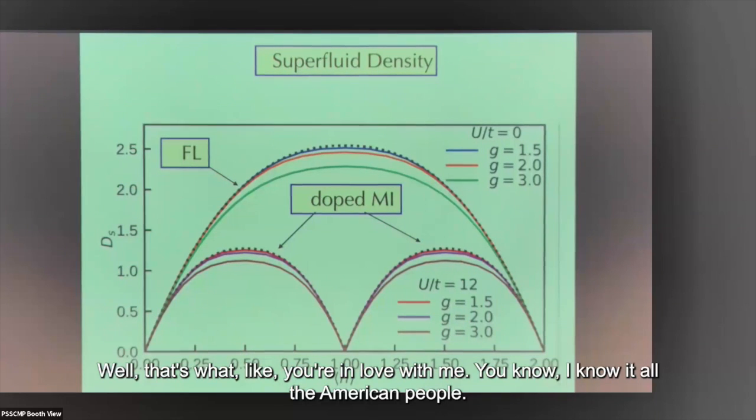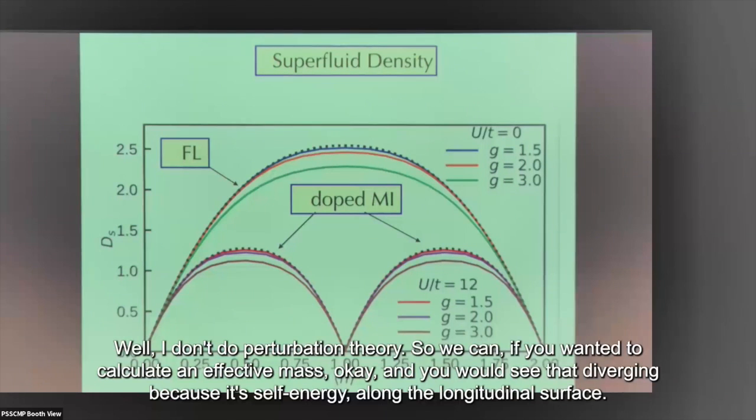Yes. You know it, I know it, all the American people know it, okay? So, theory, well, but I don't do perturbation theory. Okay, so. I don't know what the answer is.